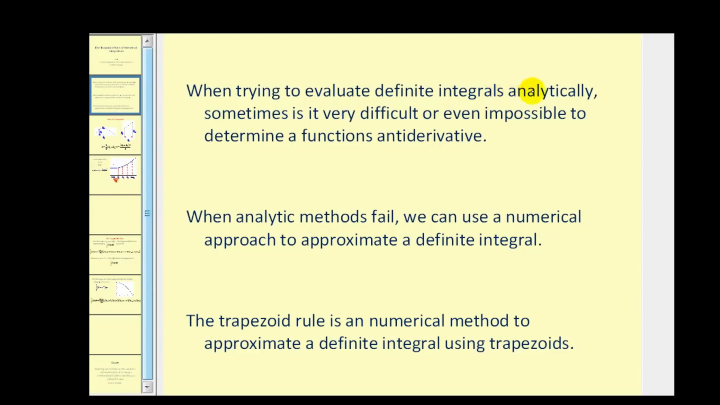When we evaluate definite integrals analytically, sometimes it's very difficult or even impossible to determine a function's antiderivative. So when the analytic method fails, we use a numerical approach to approximate a definite integral. And the trapezoid rule is a numerical method to approximate a definite integral using trapezoids. Let's take a look at how this is going to work.